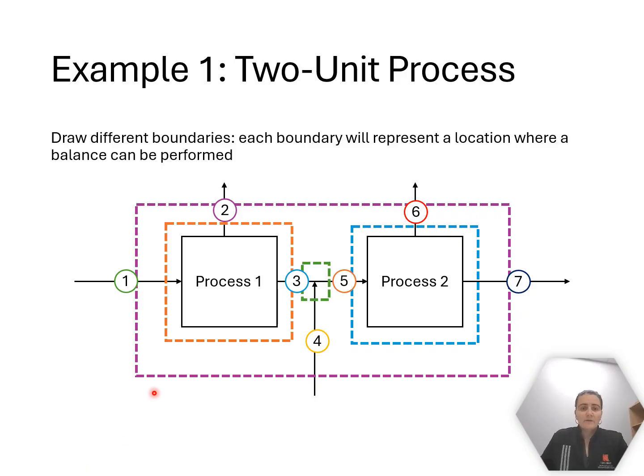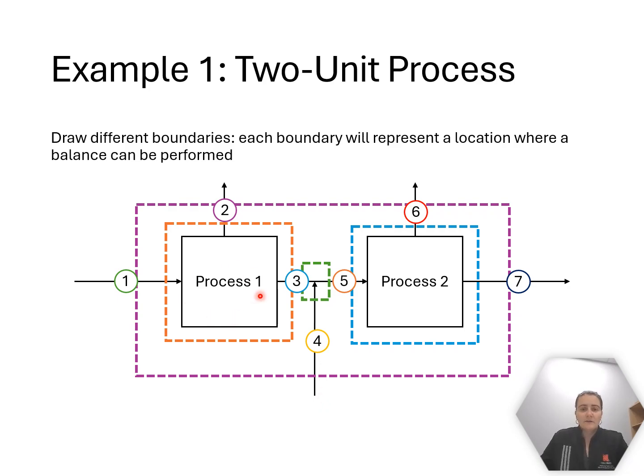be formed. Now, the first boundary that we could draw is this purple boundary, and that goes around both processes, and it contains that mixing point. So if you look, 1 crosses this boundary, 2 crosses this boundary, 6, 7, and 4. Those are the only ones that would be involved in a balance on the overall process.